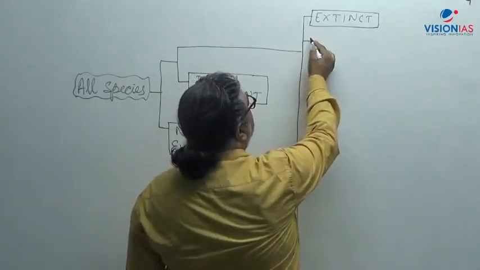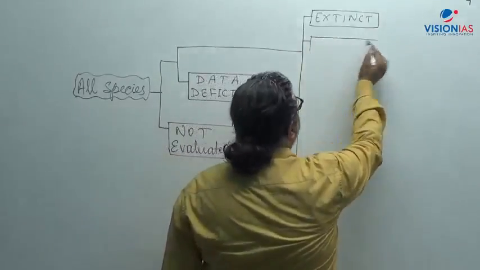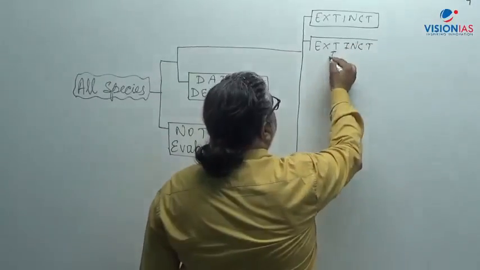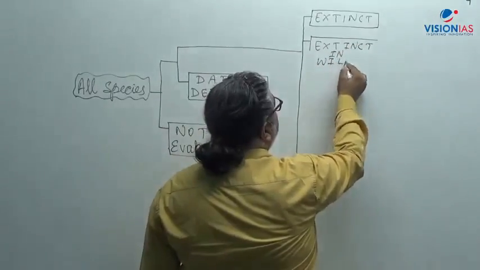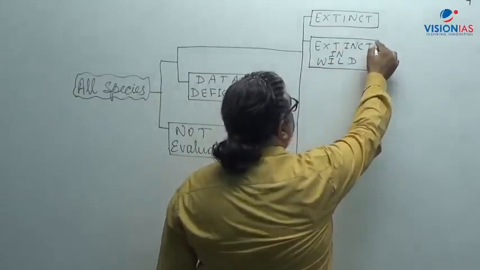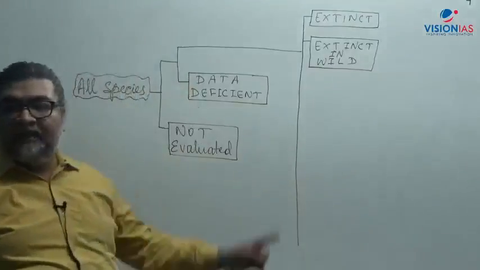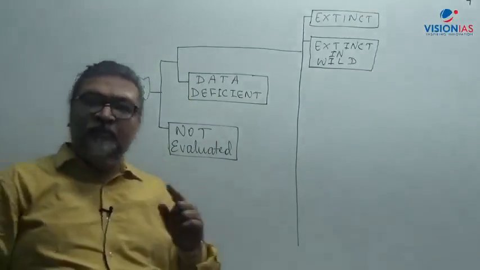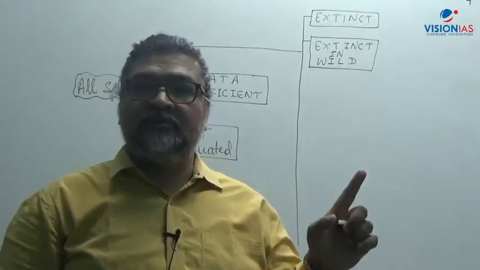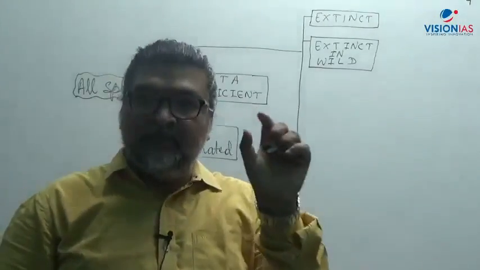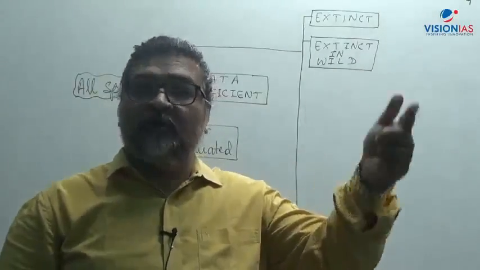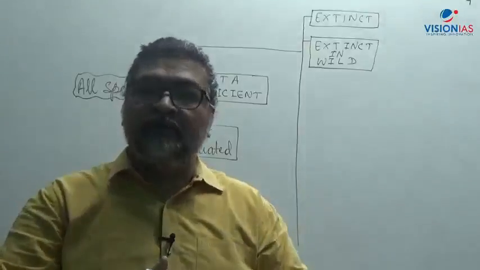Then there is another category called extinct in the wild. They have become extinct in their natural habitat, but still some of the members are in captive breeding centers. What do you mean by extinct in the wild? Not 100% extinction. Some of the members are still surviving, but in captive breeding centers, where scientists are trying to increase their number.